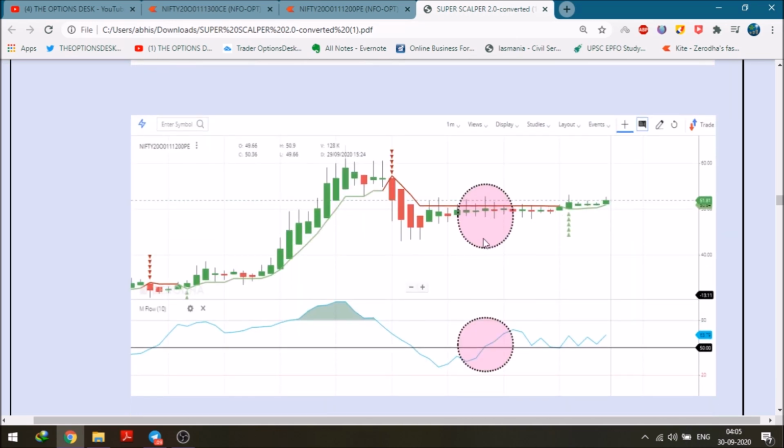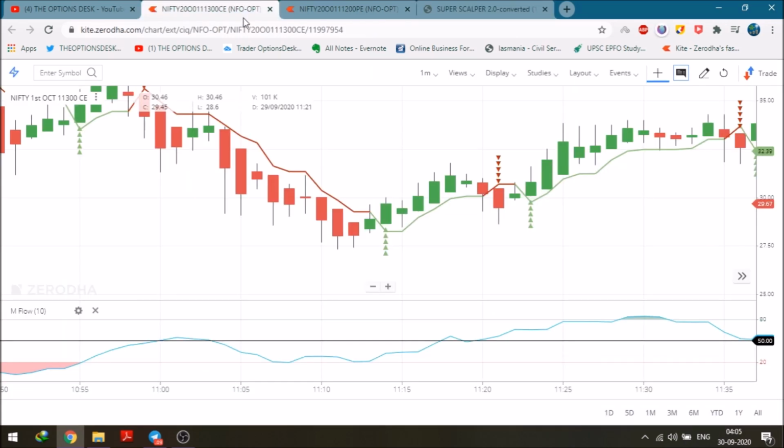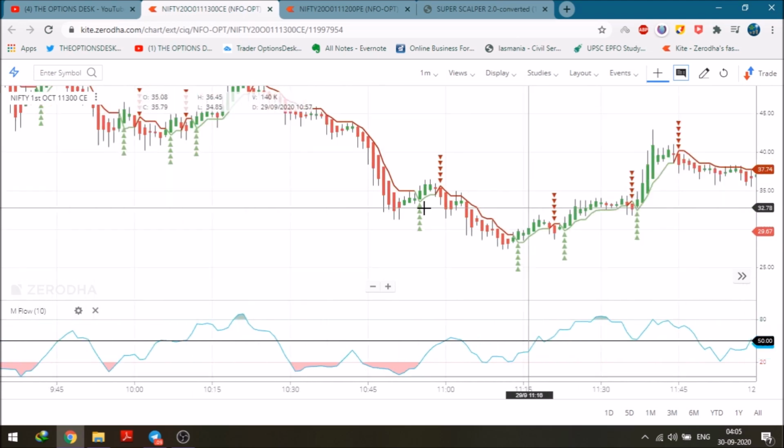See, the MFI has gone up, but Super Trend is saying no, no, no, just stop it, I'm not taking this entry. Okay, now let's go down. Do not trade on an overbought MFI, let it cool down first. So what is an overbought MFI? Let's go back.